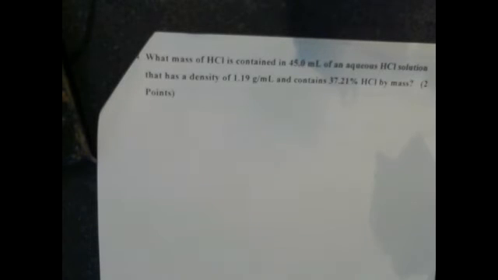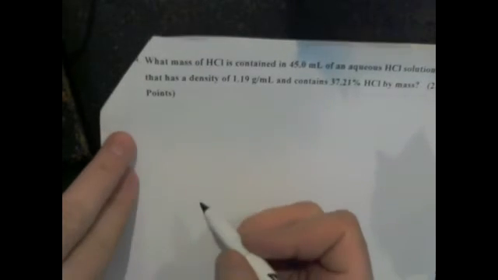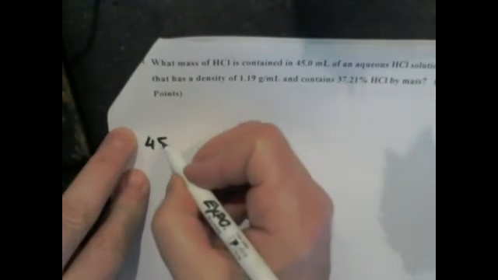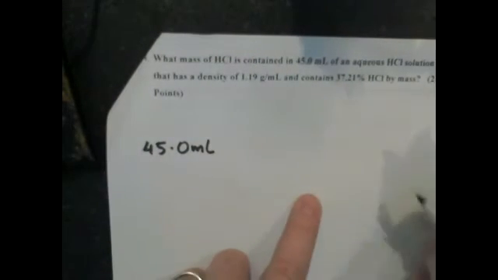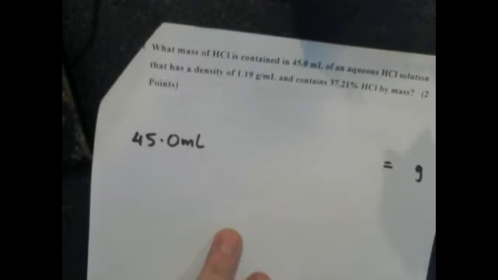So what we're trying to do is we're going to start with 45.0 milliliters. And where we want to end up is, it says, what is the mass of hydrogen chloride? We want to end up in grams of HCl.